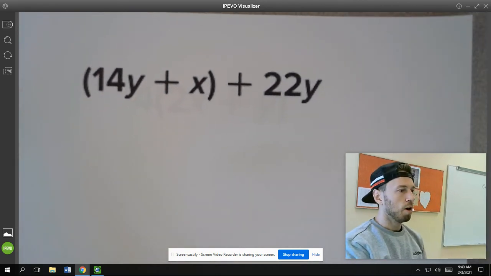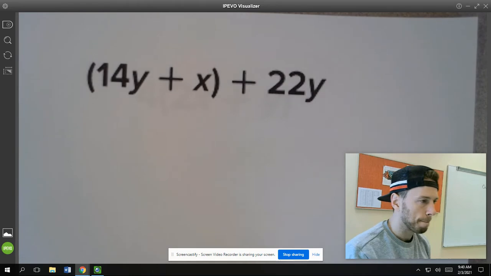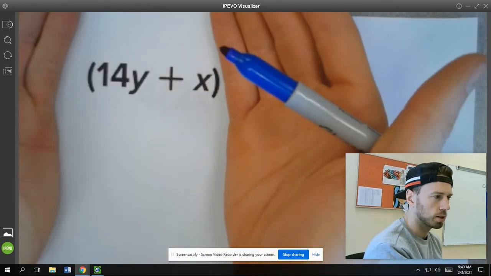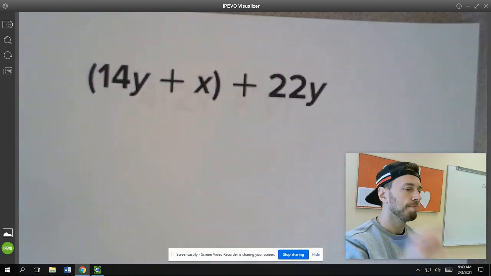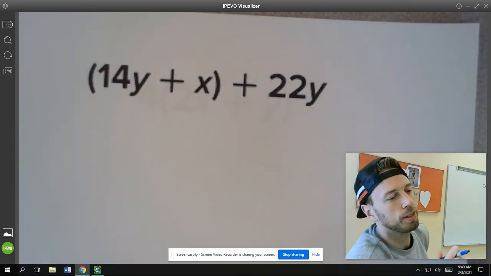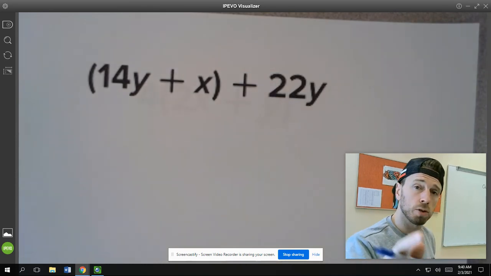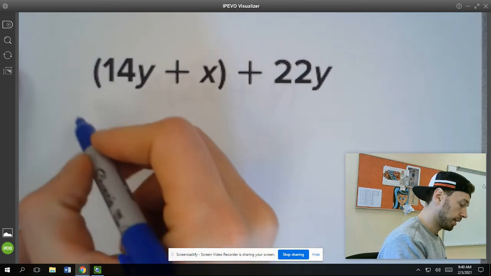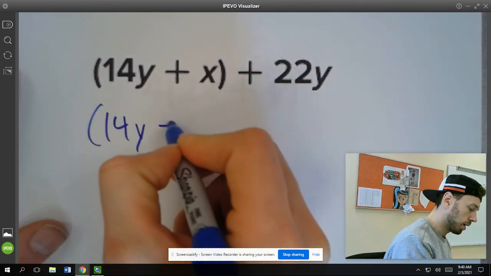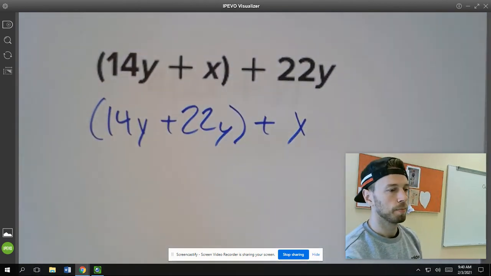These problems are not exhaustive. How about 14y plus x plus 22y? Well, we've got parentheses around this, which tells us to do that first. But if the problem is all addition, the associative and commutative property says we can switch all this stuff around to make it a little bit easier on ourselves. I'm going to use the commutative property and switch the 22y and the x, and write this as 14y plus 22y plus x.